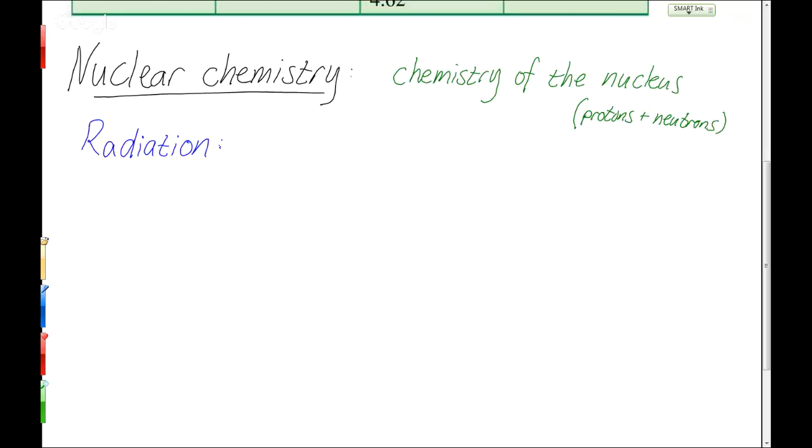But actually, radiation is a much more general term than that, kind of like nuclear chemistry. So radiation refers to any emission of energy and/or particles. So anytime something emits energy or emits particles, like stuff comes off of it, that's known as radiation. And there's a lot of examples of that that is not harmful at all.